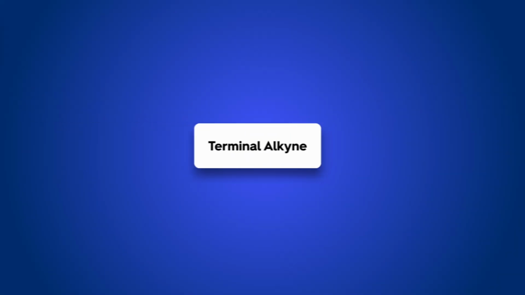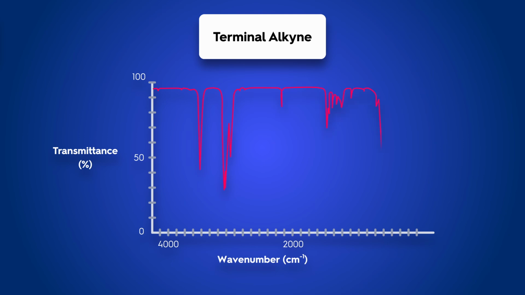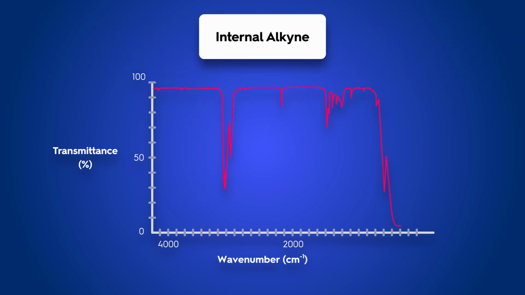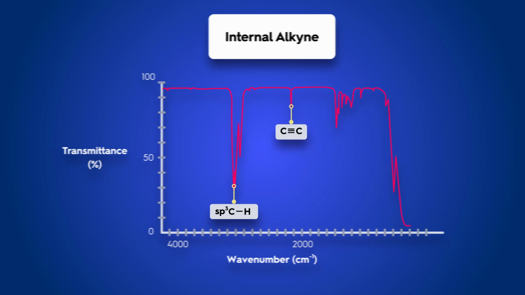Next, use a variation. A terminal alkyne often shows 2 clues: a sharp sp carbon hydrogen near 3,300 and a weak carbon triple bond near 2,200. An internal alkyne lacks the sp carbon hydrogen, so that 3,300 spike disappears.